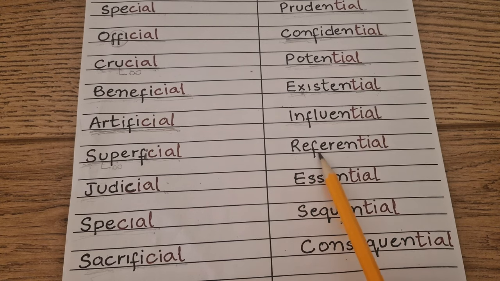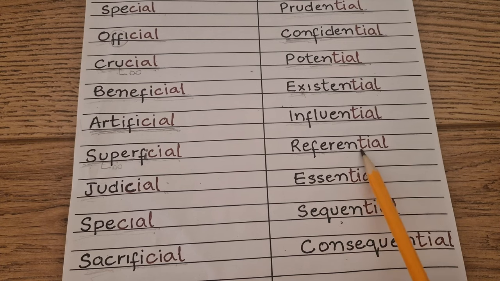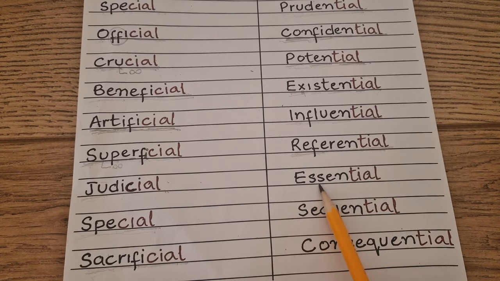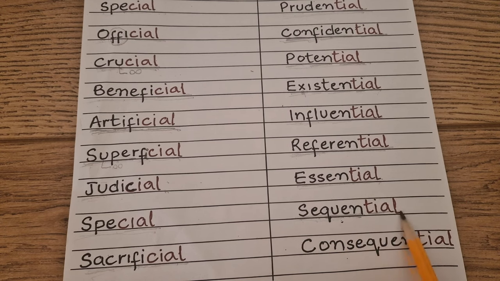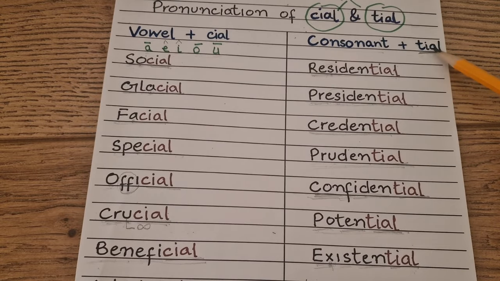Referential: ref, er, en, shall, referential. Essential: es, sen, shall, essential. Sequential: se, quen, shall, sequential. Consequential: con, se, quen, shall, consequential. So these are all examples for T-I-A-L, the "shall" sound.